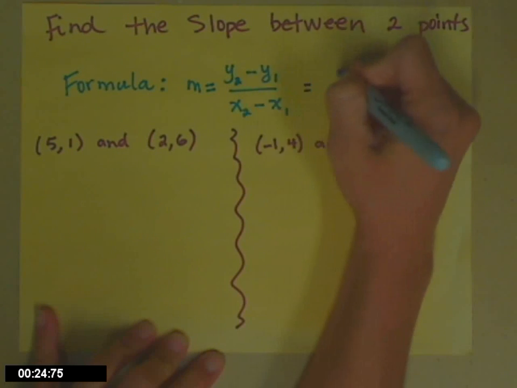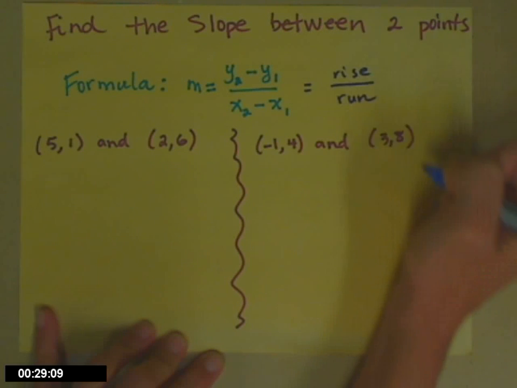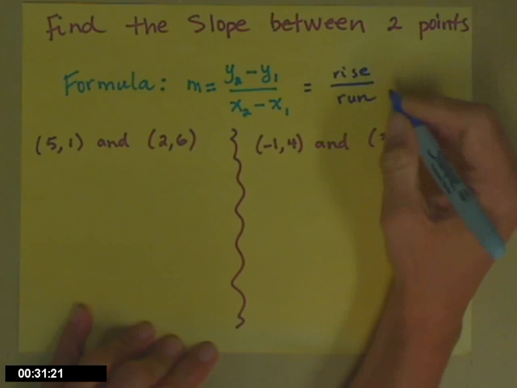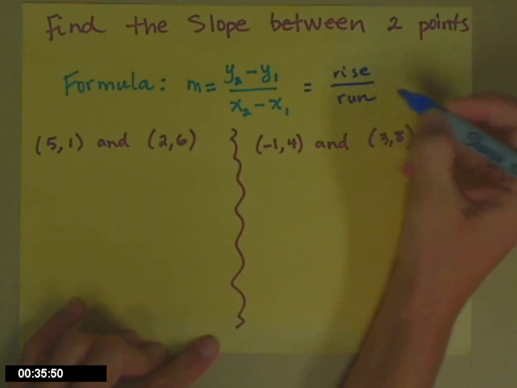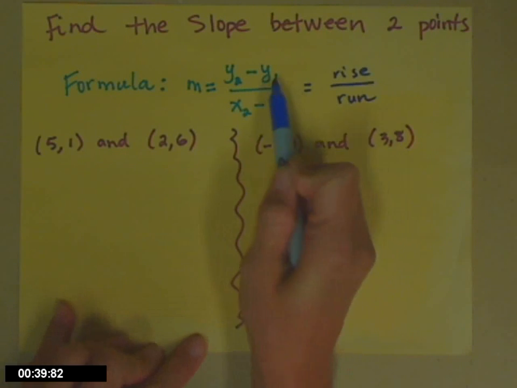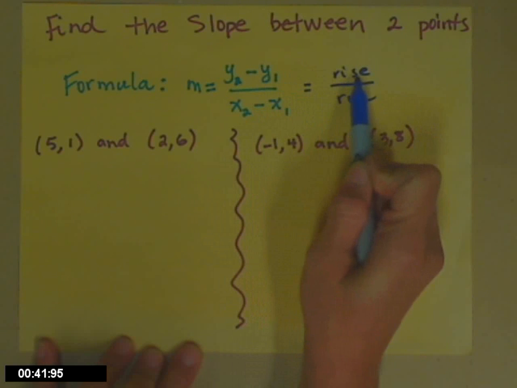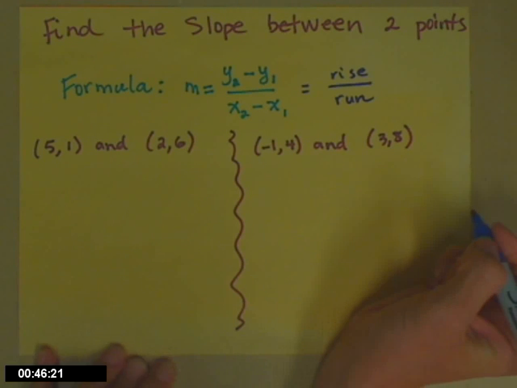Most people remember this from a previous life as rise over run. Not sure who came up with the rise over run phrase, but everybody remembers it. So the way you're going to remember that it's y's on top and x's on bottom is that y's rhymes with rise, and they're both in the same spot in the fraction, both on top.